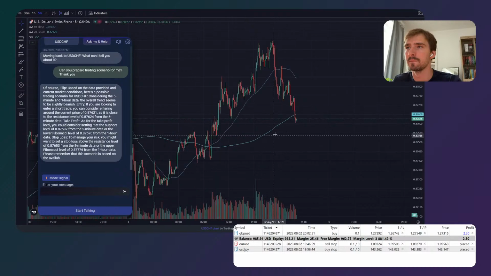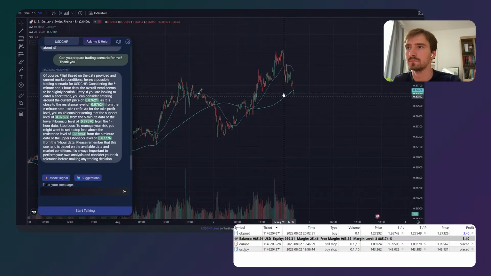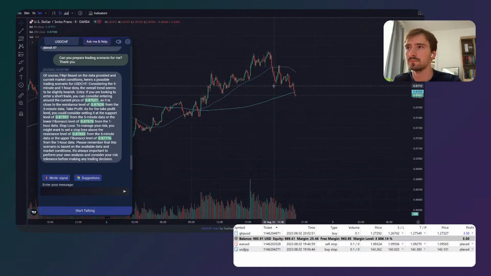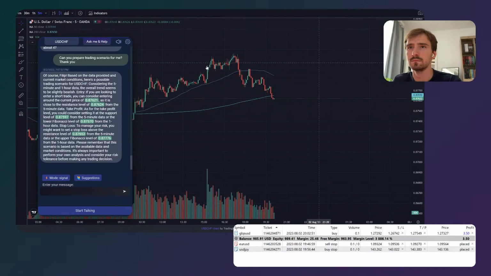Entry. If you are looking to enter a short trade, you can consider entering around the current price of 0.87621, as it is close to the resistance level of 0.87624 from the 5-minute data. Take profit. As for the take profit level, you could consider setting it at the support level of 0.87597 from the 5-minute data or the lower Fibonacci level of 0.87570 from the 1-hour data. Stop loss. To manage your risk, you might want to set a stop loss above the resistance level of 0.87653 from the 5-minute data or the upper Fibonacci level of 0.87776 from the 1-hour data.